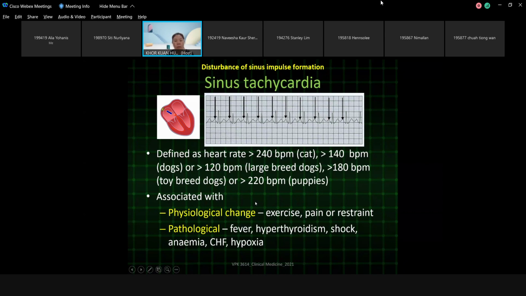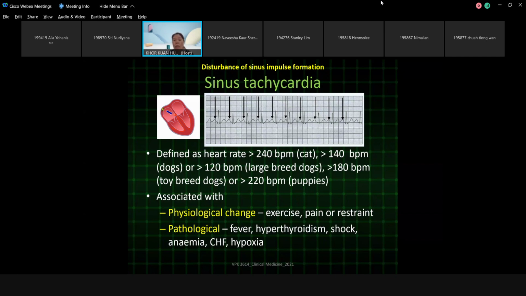Again, very fast heart rate can be because of stress, can be because of excitement, can be because of anxiety, can be because of the sudden pain, then the heart rate just rushed very fast, or can be because of your restraining and the animal wasn't happy to be on the table. Okay, then you can have a sudden sinus tachycardia.